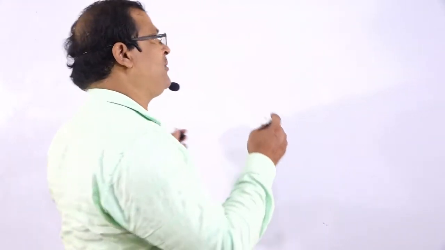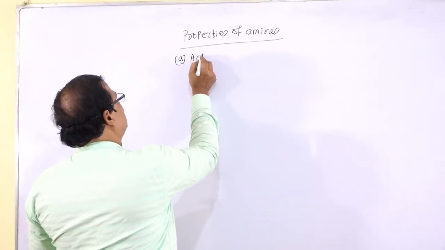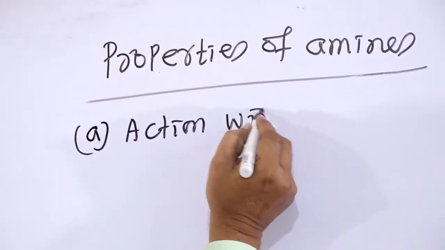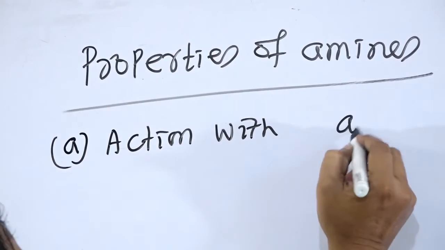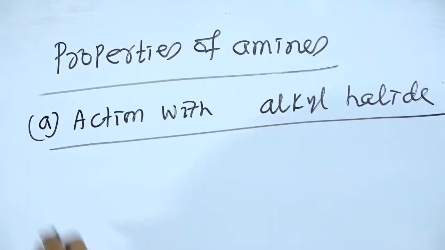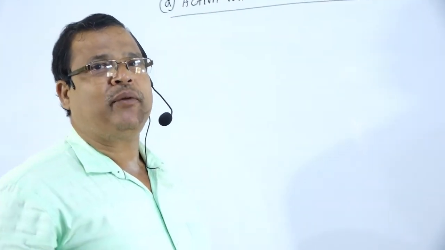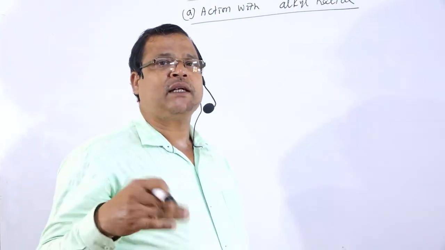Today we will see one chemical reagent that should be given, and how that will distinguish between primary, secondary and tertiary amines. So next one is action with alkyl halide. What is the action of the alkyl halides with that of the amines? Primary amines, secondary amines and tertiary amines.